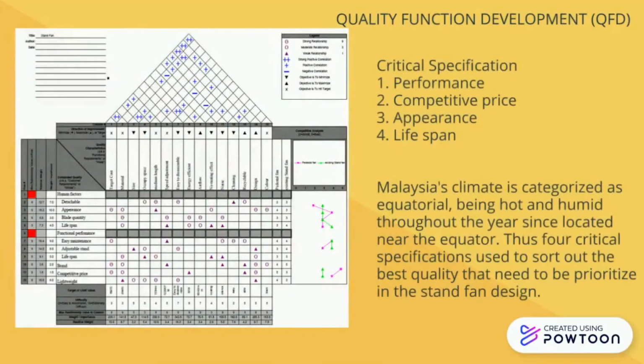The purpose of this project is basically based on the customer requirement. The Quality Function Deployment (QFD) method is used to find the requirements of the customer regarding the product and the product quality characteristics. As we know, Malaysian climate is categorized as equatorial, being hot and humid throughout the years, since it is located near the equator. Thus, 4 critical specifications are used to sort out the best quality that needs to be prioritized in the stand fan design, which are performance, competitive price, appearance, and lifespan.